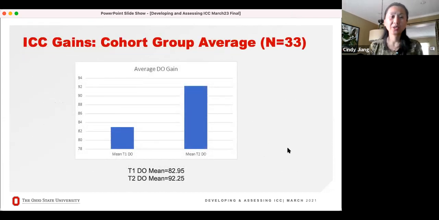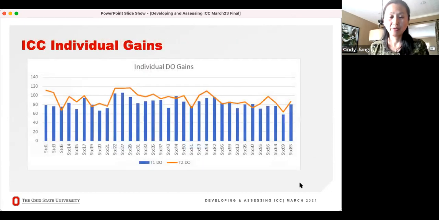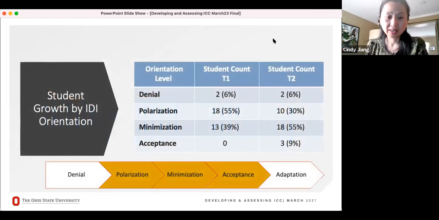And you can see here that students as a group on average gained about 10 points as a group. And then next slide. If you look at the individual gains, you can see that the blue bars are students' baseline IDI scores, and the orange bar on top is the second IDI results. So you can see the general trend is that most of the students made significant gains here. About 19 students out of 33 had significant growth in developmental orientation that is greater than 7 points.